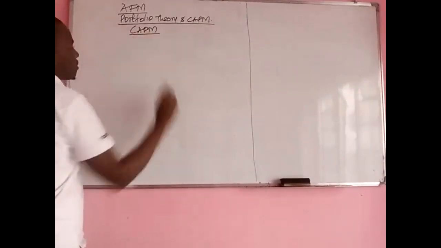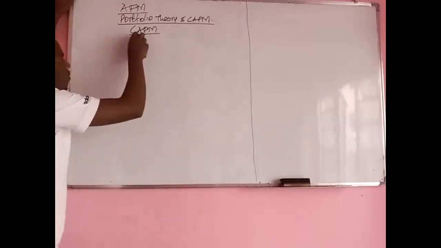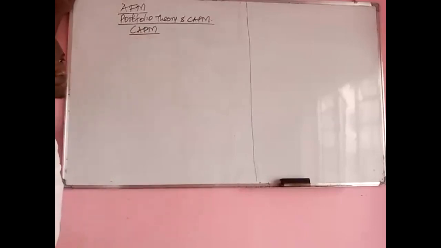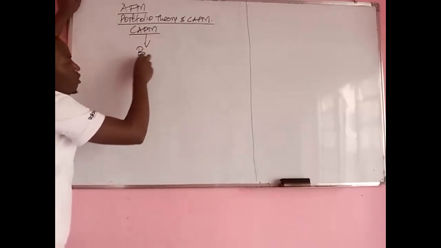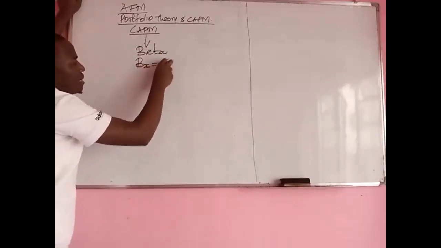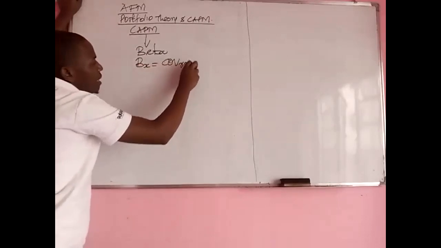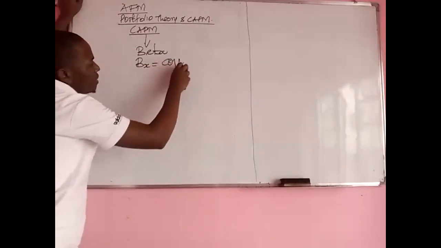We had introduced the part of CAPM, where when we talk about CAPM, it's just the required return of an asset. And this is when the company wants to achieve what we call a well-diversified portfolio. We say that in measuring systematic risk, here we use what we call the beta. And for you to get beta, you can get it by taking the covariance of the security and market.